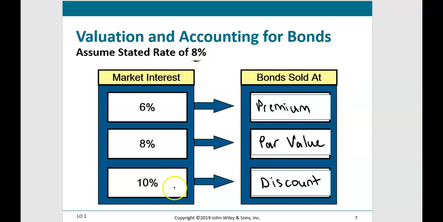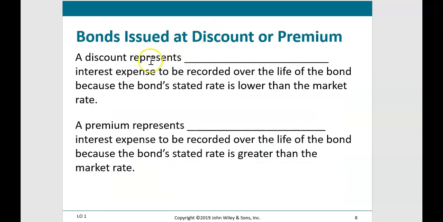And once we take into account the discount or the premium, then investors are completely indifferent between this bond with a lower rate than the market or a higher rate than the market. Whether you pay a premium to get more interest, or whether you get a discount because your stated rate is less than the market rate, you're completely indifferent. A discount on a bond represents additional interest expense.